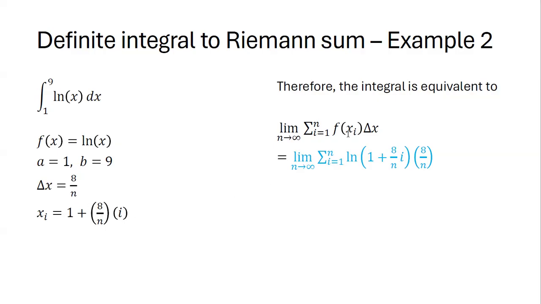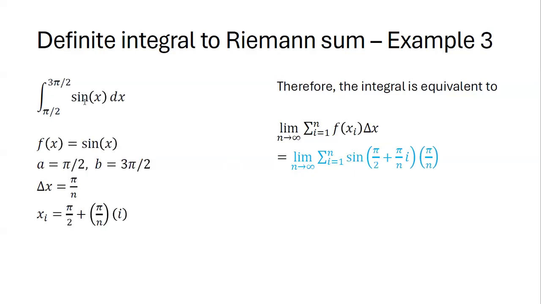Now we plug in the pieces into the definition. f of x sub i, so our function is natural log x, so wherever there's an x, plug in x sub i right there, okay? And then times delta x, 8 over n. Okay, hopefully, as you see, this is the easier way. As we practice a few, you'll get a hang of it quite easily, hopefully.